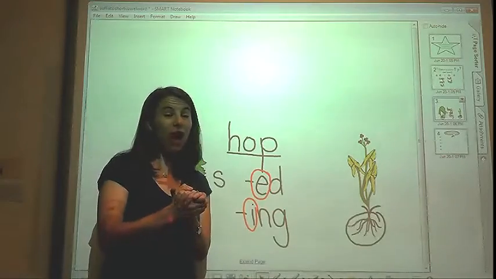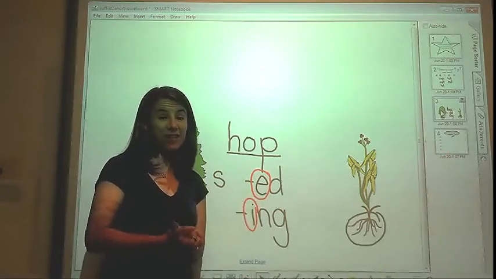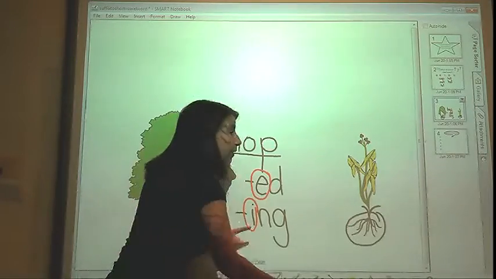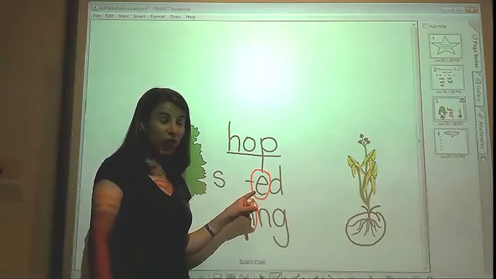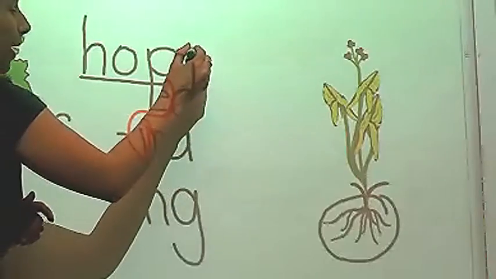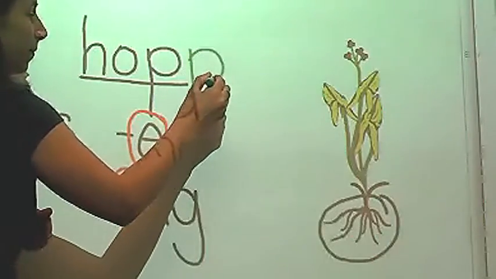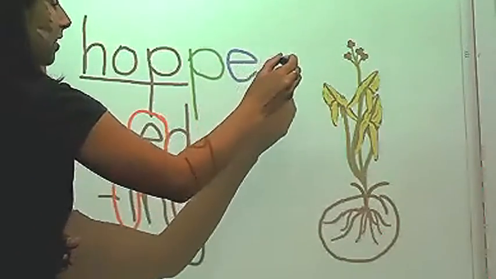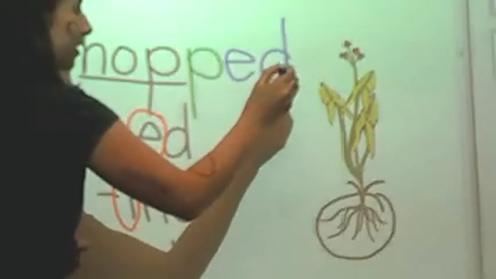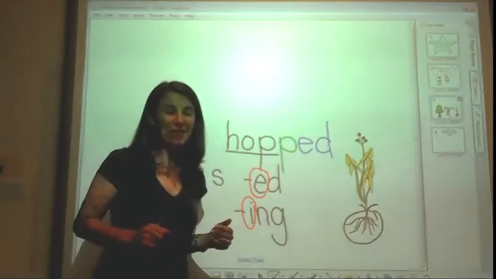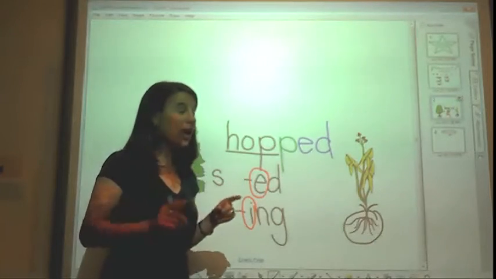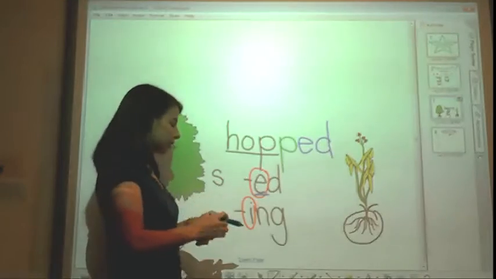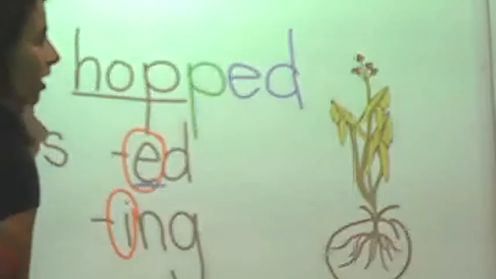I'm going to make my word hopped, and I'm going to add my ed to the end of my root word. So I have my root word hop, and then because my suffix ed starts with a vowel, I double my p, and I add my suffix ed. Now it says hopped. Whenever you have a short vowel word and you're going to add a suffix that starts with a vowel, you double the final consonant.